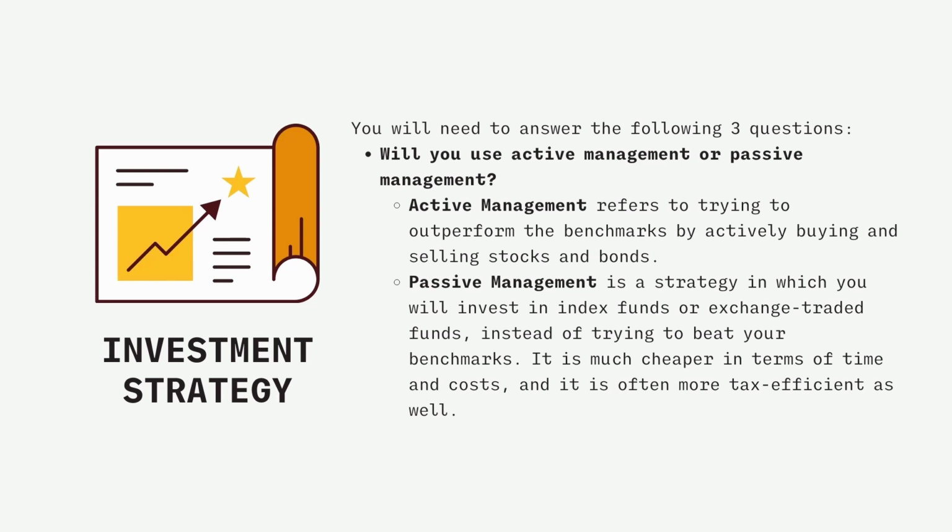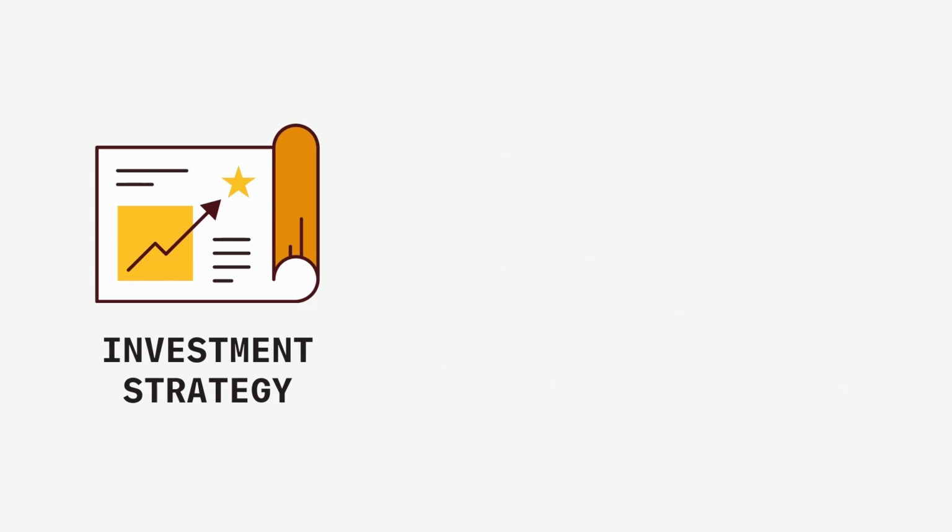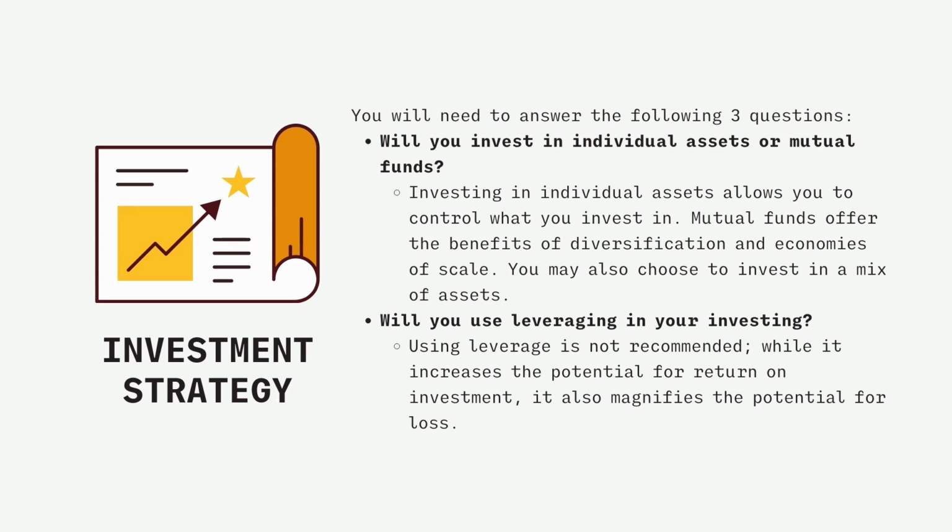So the following are what is needed to be answered. These questions refer to 1, will you use active management or passive management? We know for a fact that active management refers to trying to outperform the benchmarks by actively buying and selling stocks and bonds. Passive investments, on the other hand, is a strategy in which you will invest in index funds or exchange-traded funds instead of trying to beat your benchmarks. And this is often the strategy that is cheaper in terms of time and cost, and it's often more tax efficient as well. Number 2, will you invest in individual assets or mutual funds?